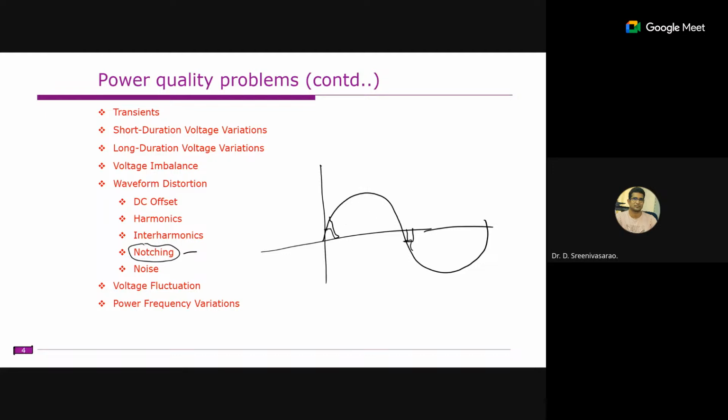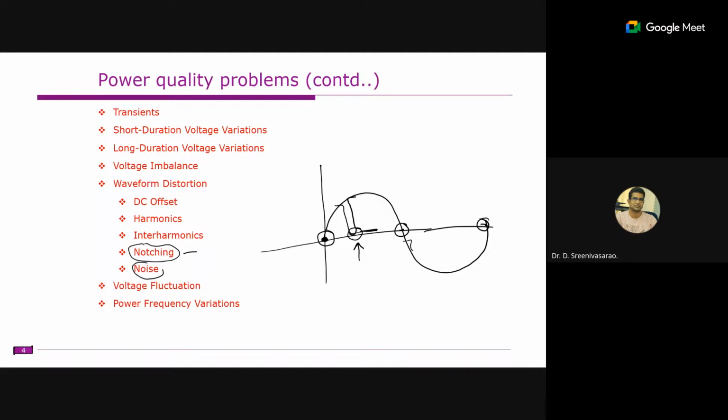Why we need to avoid this notching is that, for example, when you are using firing angle control, normally the firing angle control is synchronized with the zero points of the supply voltage. If you have a notch like this, the notch is treated as a zero crossing. Therefore, we need to avoid this notching. The new firing angle may be measured from this point onwards, and that gives you errors in the control.